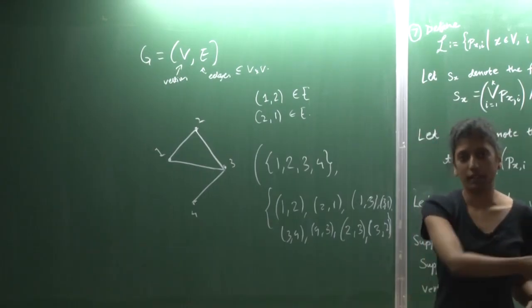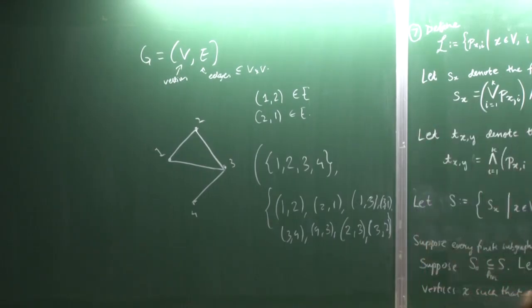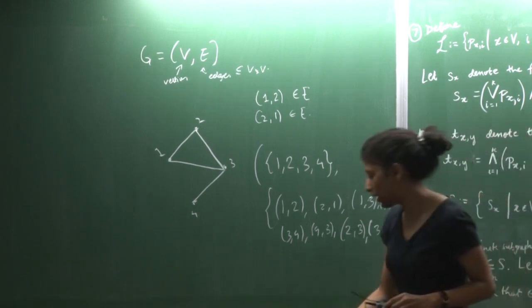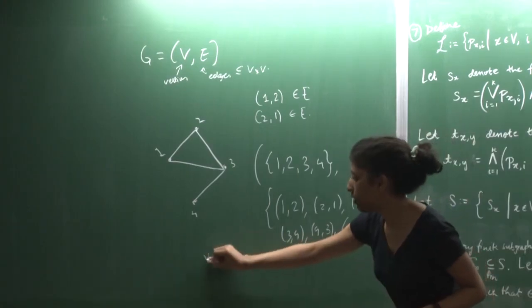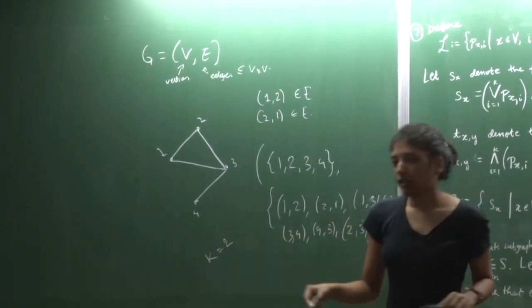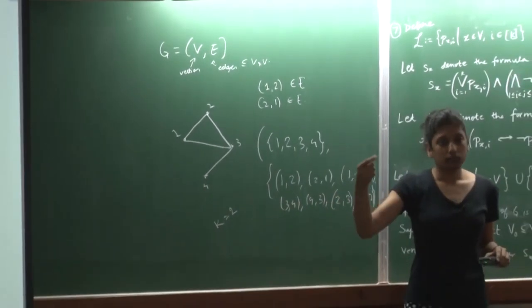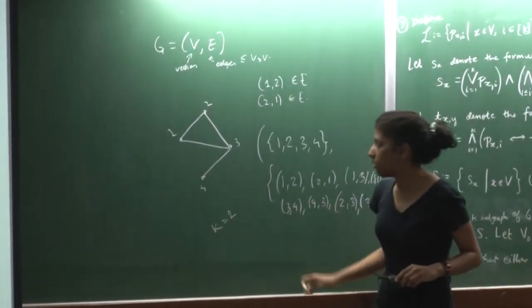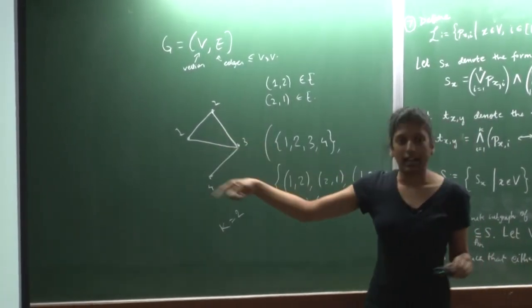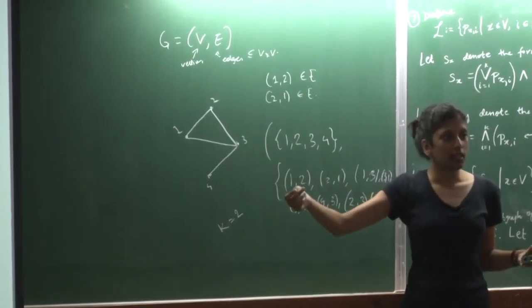So again, the formal definition is given there, but what does a coloring really mean? You have a set of k colors, so maybe I'll take two colors. So my k equals 2 here. And what you do is you assign a color to each vertex, such that if two vertices are connected by an edge, they don't get the same color.